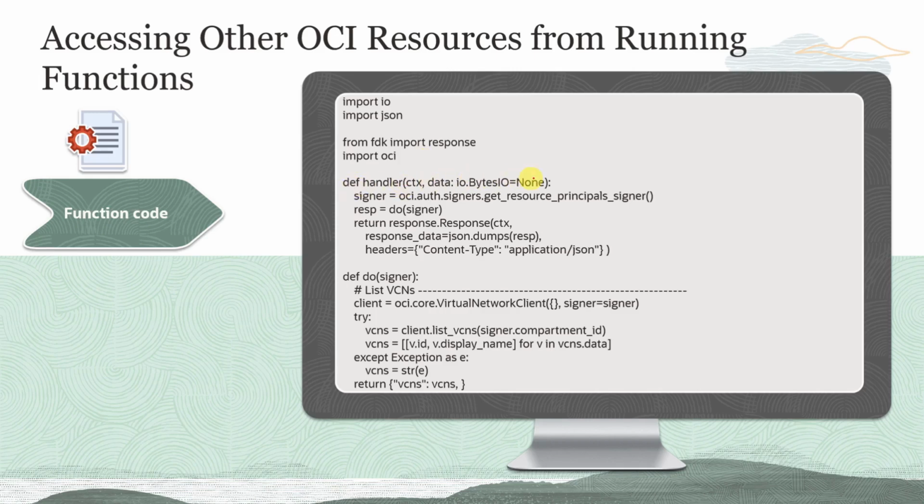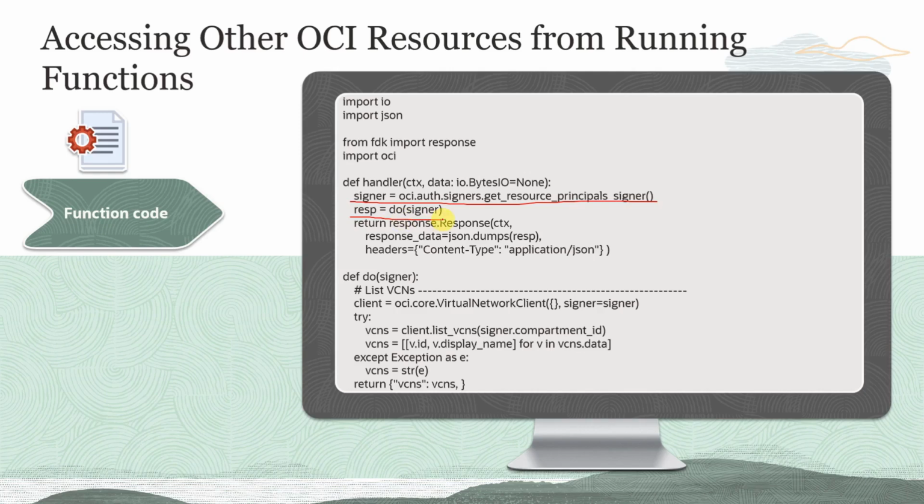Handler here is the main entry point for the function, called when the function is invoked. Here, ctx is the context object, which provides information about the function invocation. The data object contains the input payload of the function invocation. The signer line gets a resource principal signer, which is used to authenticate the function with other OCI services using a resource provider session token, also known as RPST.